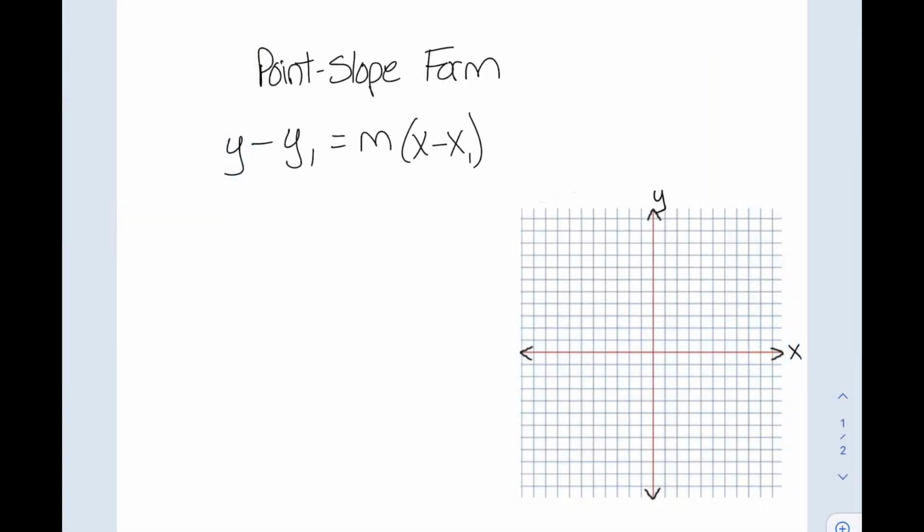Today we're going to graph a linear equation when it's in point-slope form.